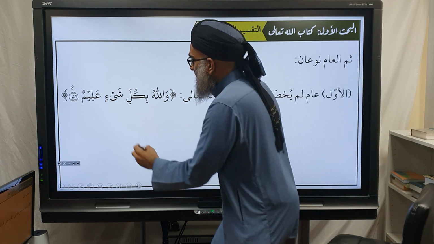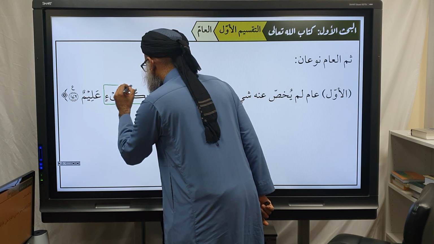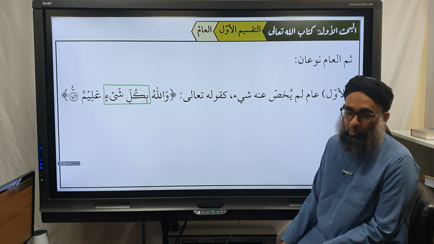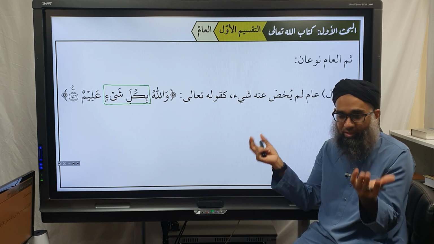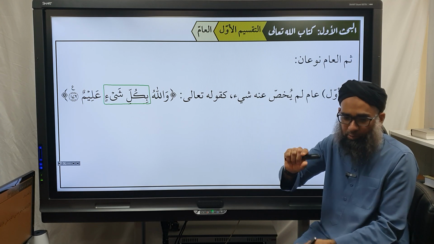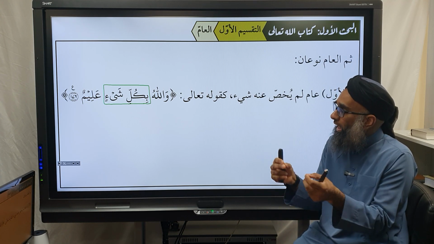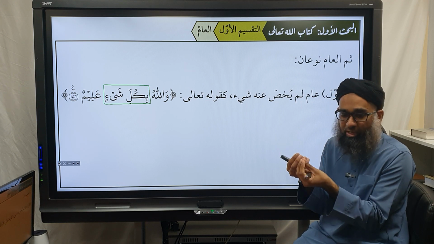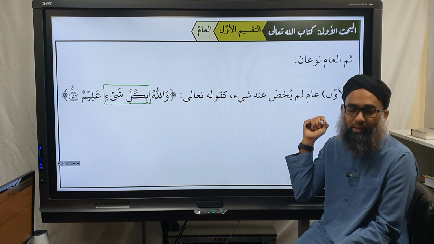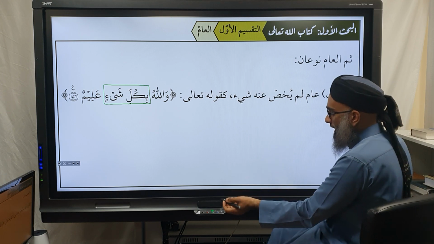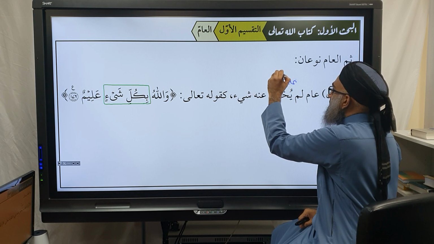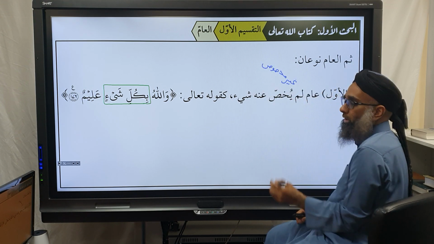In our example here, we have the word bikulli shay'in, over everything. The word kullu shay is am, it encompasses every single creation. Nothing is exempt from this. Wa Allahu alimun, the hukam of Allah being alim applies to every single member of shay. Nothing has been excluded from this. There's no one member that's excluded. This is am, lam yukhass anhu shay. This is also known as am ghayru makhsusin.